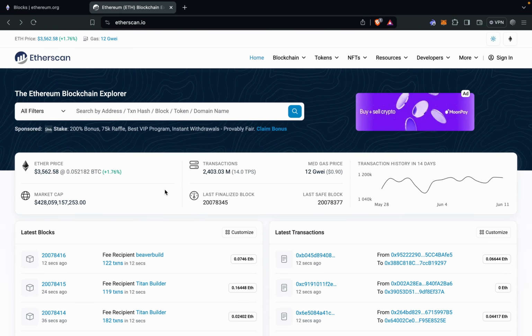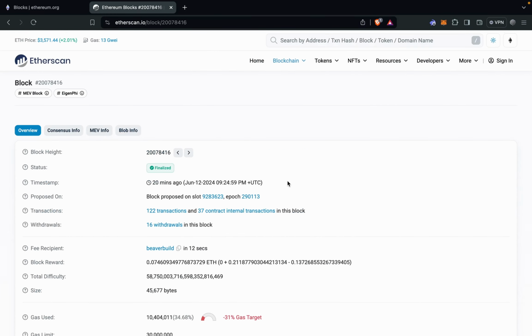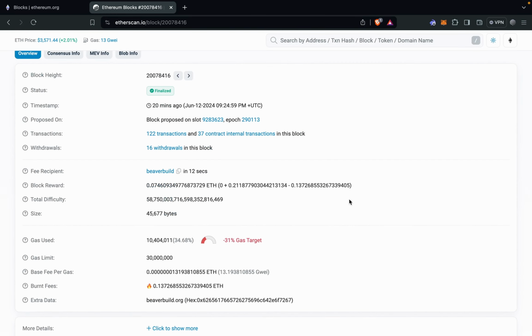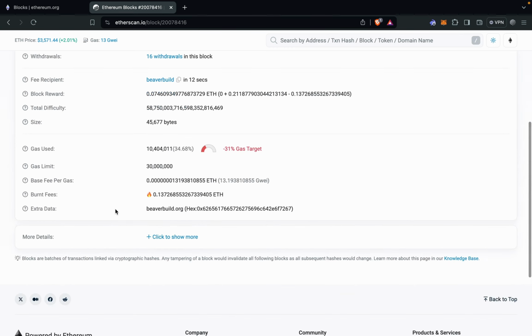So let's check out a block on Etherscan. Here we have a list of latest blocks. So we'll pick the latest one. And in this block, you can see all of the data about this block, like the number of transactions, timestamp, its status, and difficulty, the block reward, who received the fee for proposing this block, and again the gas used, the gas limit. The gas limit is 30 million right now. It was barely used, like 34%.